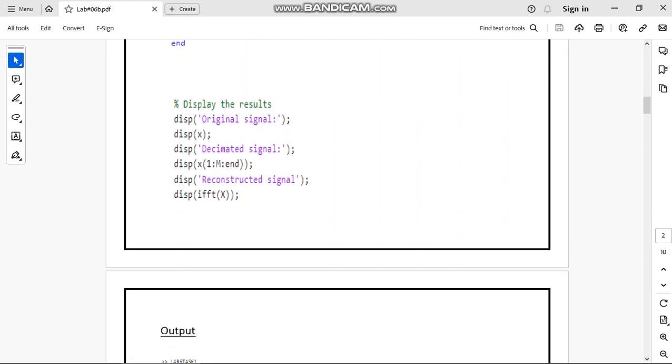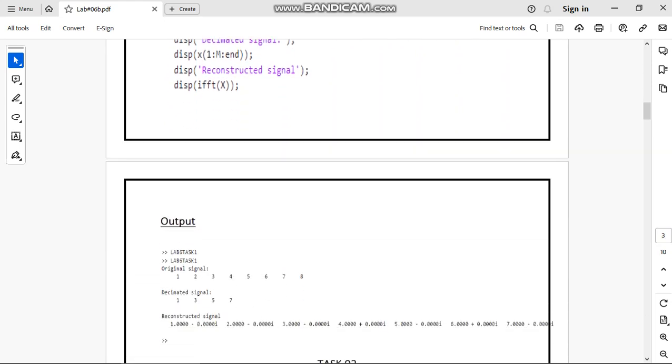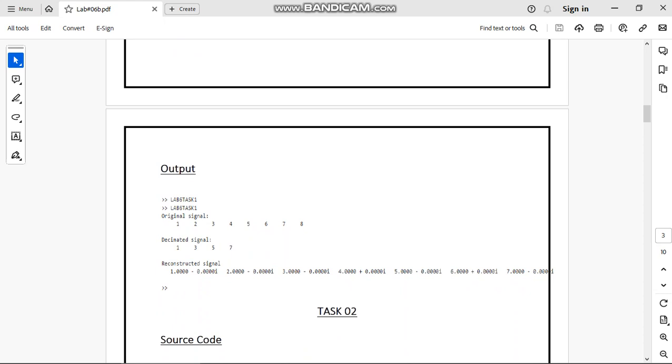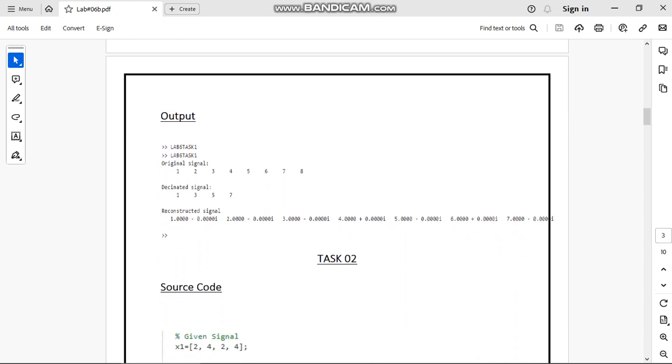display original signal, display decimated signal, and display reconstructed signal. The following is the output, where first of all it is the original signal, then it is a decimated signal, and this one is a reconstructed signal. Now moving on to task 2.